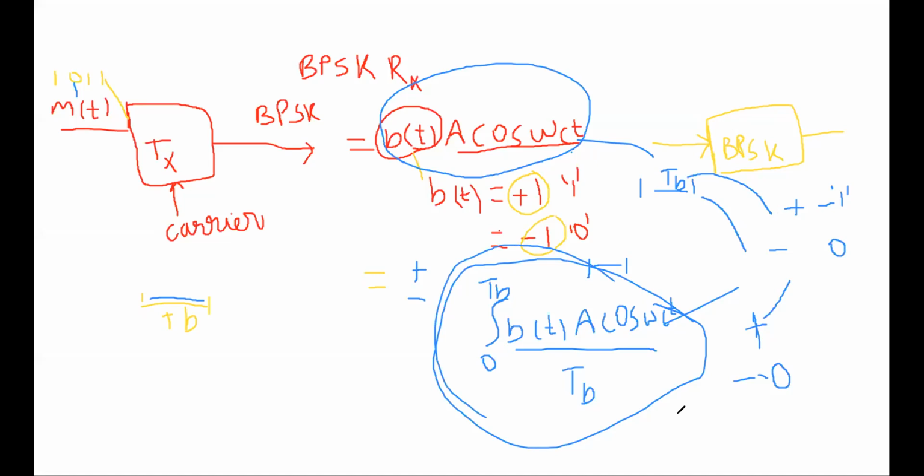It requires this carrier to be extracted. This carrier A cos of omega ct should be extracted from this B of t, or your BPSK signal. So when there is a carrier extraction at the receiver, then that detection is called a coherent detection. If there is no carrier extraction at the receiver, then the detection is called a non-coherent detection. So in this case, your detection is a coherent detection, meaning your carrier is extracted at the receiver side.